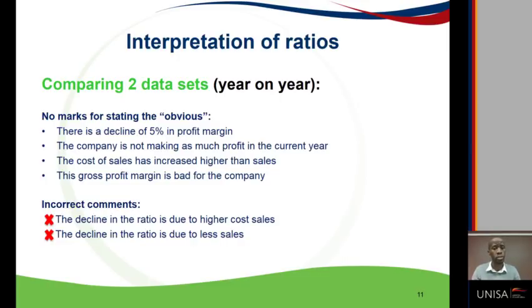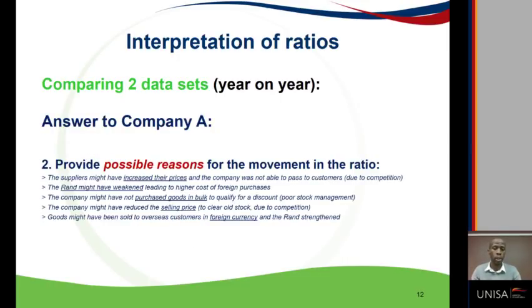So what you want to do is, firstly, look at what makes up the ratio. Look at the variables that you are using. Look at the numerator, look at the denominator. Your comments should be in line with those. So let's take gross profit margin. We're going to say sales less cost of sales divided by sales. So cost of sales and sales, that's what I want to comment on.